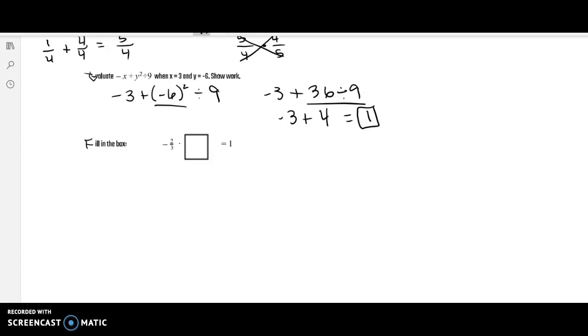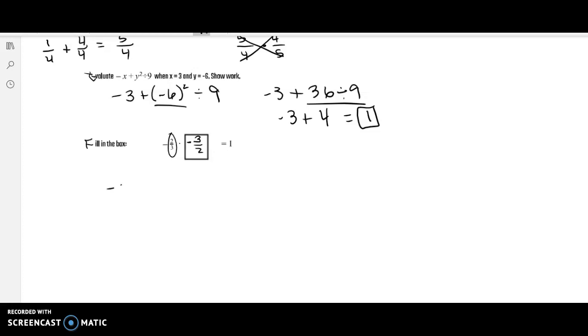So it says to fill in the box to make this statement true. So we know that something times negative 2/3 will give us a positive 1. So we know that whatever we're multiplying by has to be a negative. And then what we need to do is flip this fraction because we are multiplying by the multiplicative inverse. So that means that we're going to do 3 over 2.